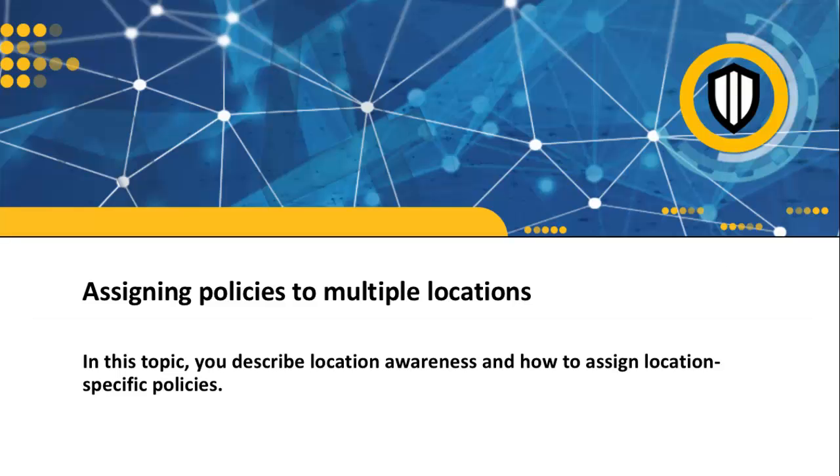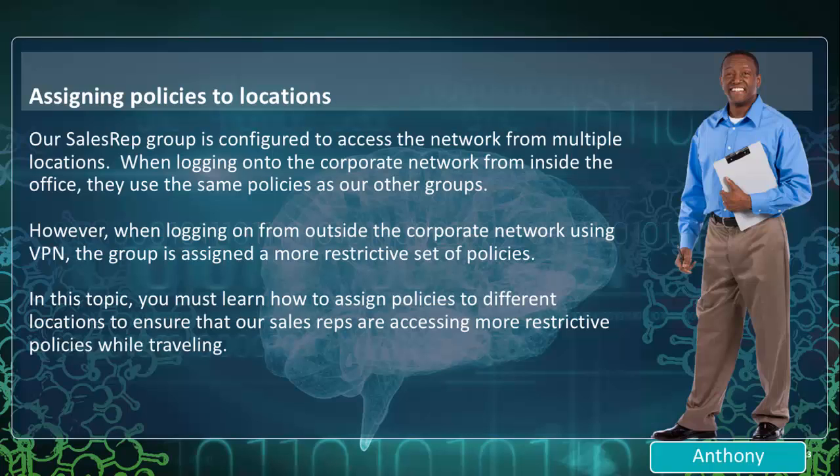This is the Assigning Policies to Multiple Locations topic. Our sales rep group is configured to access the network from multiple locations. When logging onto the corporate network from inside the office, they use the same policies as our other groups. However, when logging on from outside the corporate network using VPN, the group is assigned a more restrictive set of policies. In this topic, you will learn how to assign policies to different locations to ensure that our sales reps are accessing more restrictive policies while traveling.